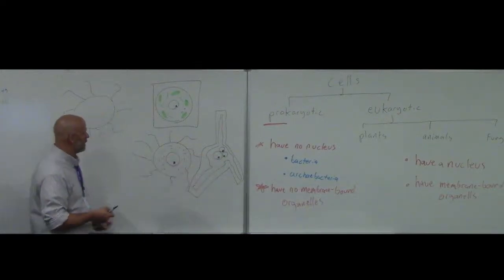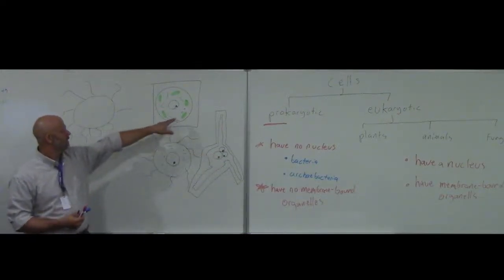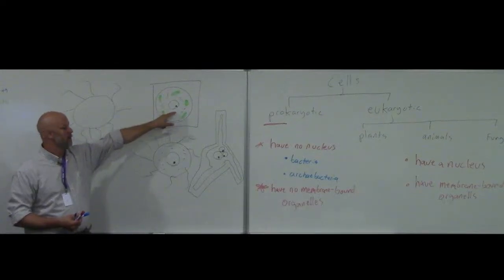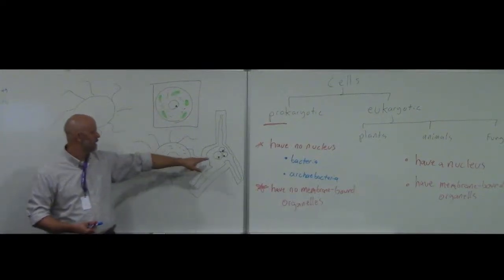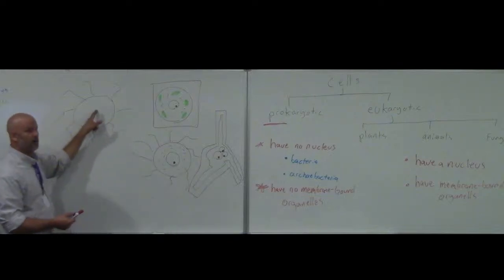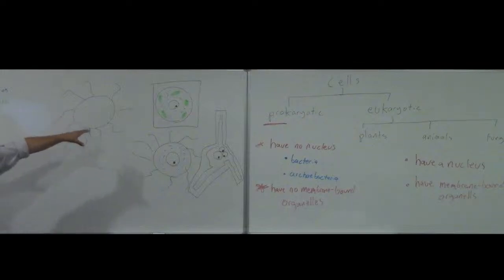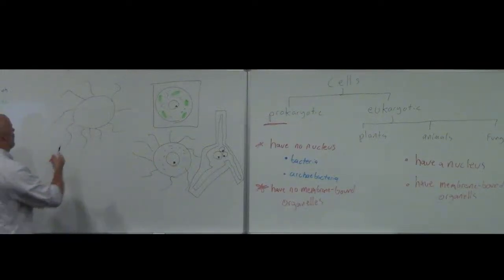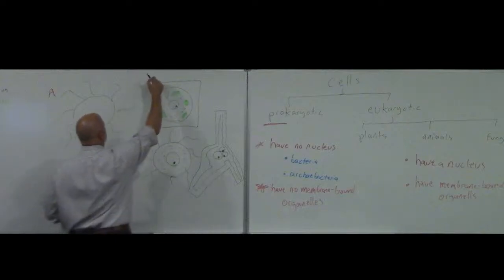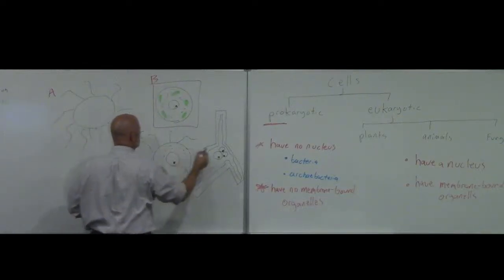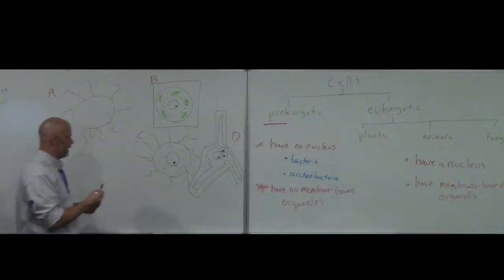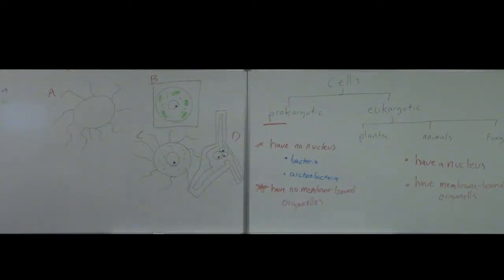So, what kind of a cell is this? Prokaryotic or eukaryotic? Eukaryotic in this one? Eukaryotic in this one? Eukaryotic. What is this one? Prokaryotic. Which of these is going to be a bacteria? I'll label these. We're going to go A, B, C, or D. Which one's a bacteria? A. Which one of these is a plant? B. How do you know? The cell wall.